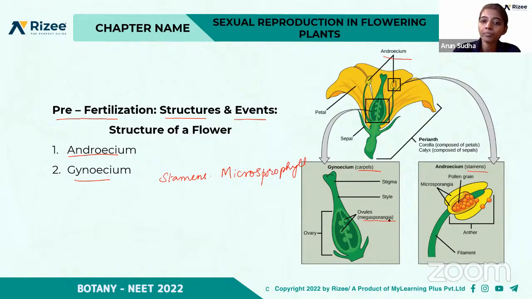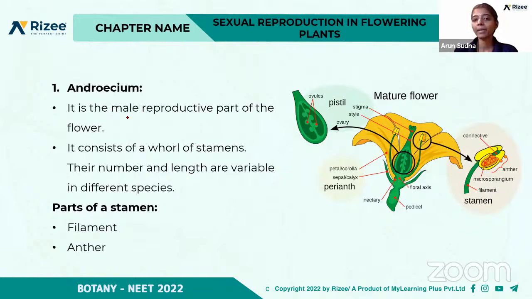If you take the androecium, it is the male reproductive part of the flower, and it consists of a whorl of stamens. That is, many stamens are present, but their number differs among different species. The number and the length of stamens vary among different species. The stamen consists of filament and the anther, and they are connected by the tissue called the connective tissue.